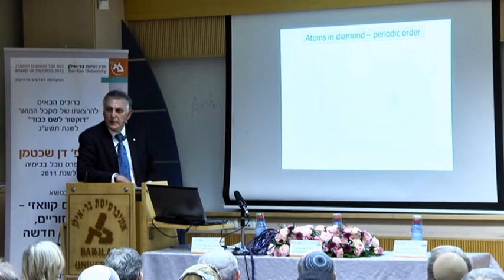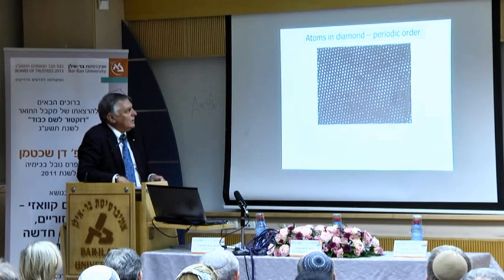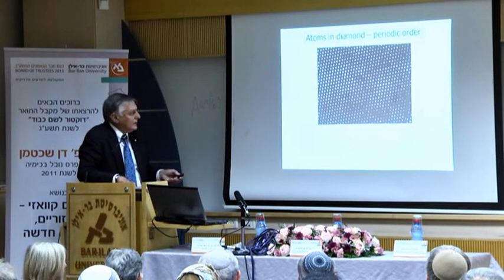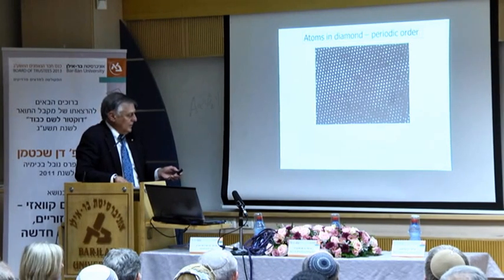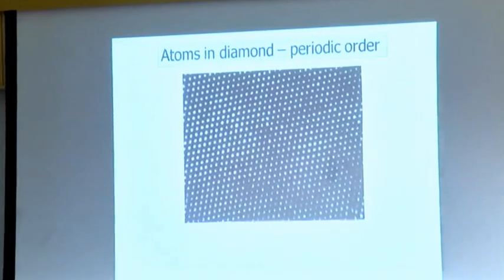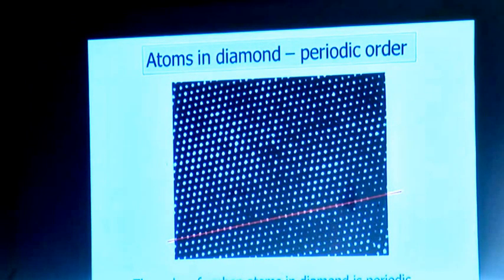But before doing that, let us look at atoms. How do they look? Well, here is a picture that I took many years ago of carbon atoms in diamond. You see clearly that, first of all, there is order. Each white spot is a carbon atom. And look at this direction, you see that there is periodicity. In this direction, periodicity. In this direction, periodicity. Any direction that you choose in a periodic lattice has periodicity. So this is a periodic lattice, and the order of carbon atoms in diamond is periodic.